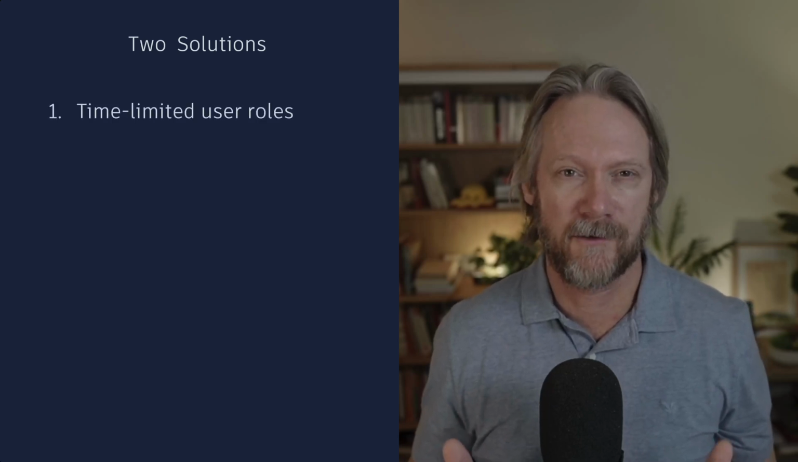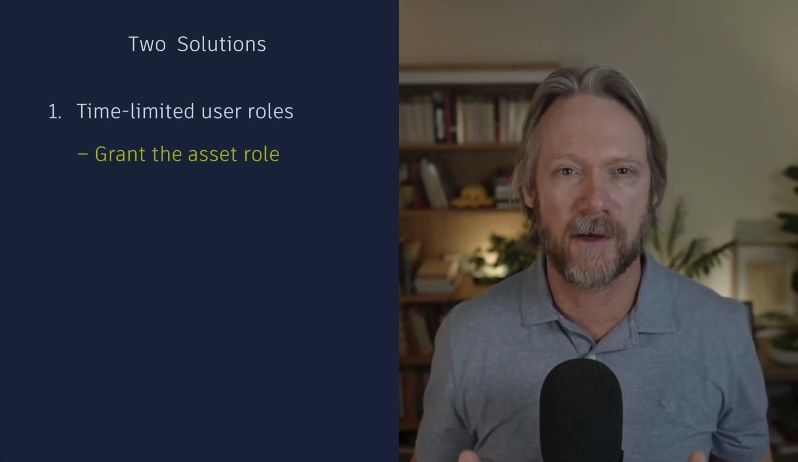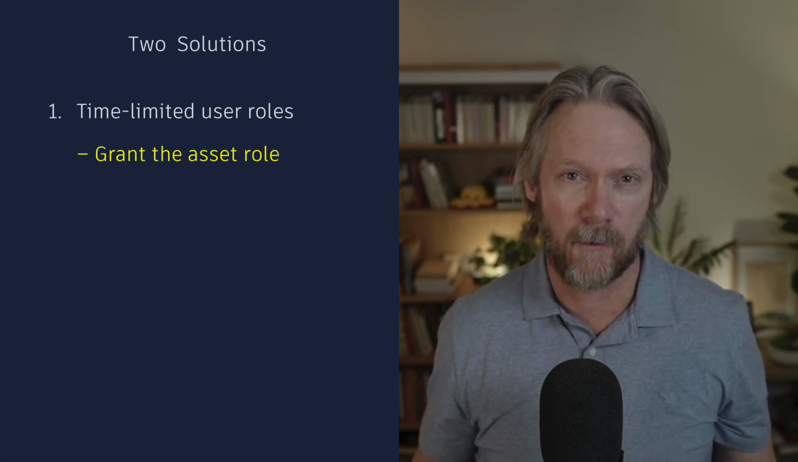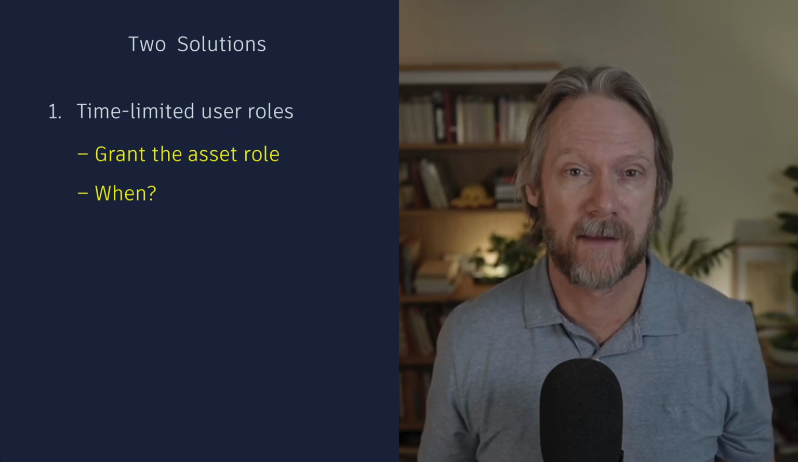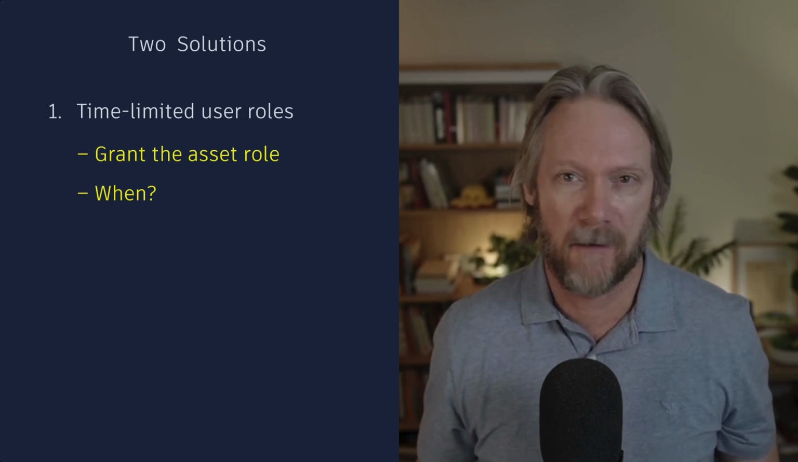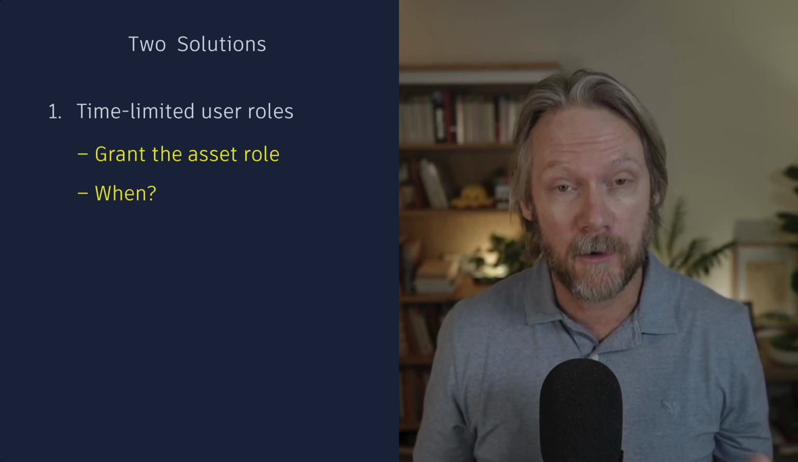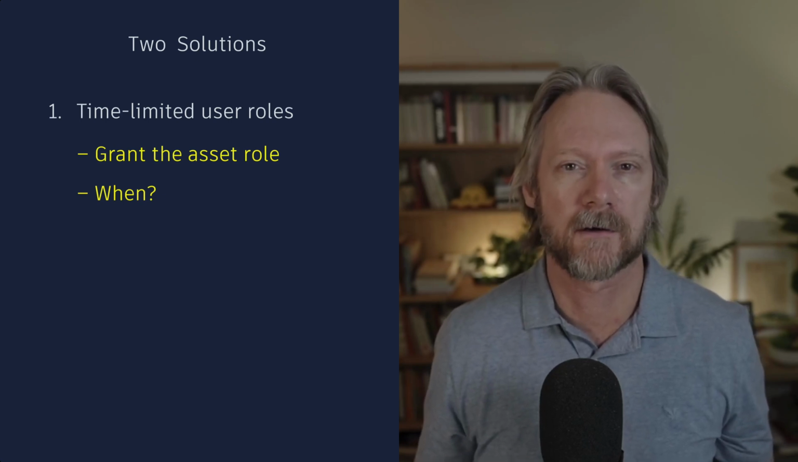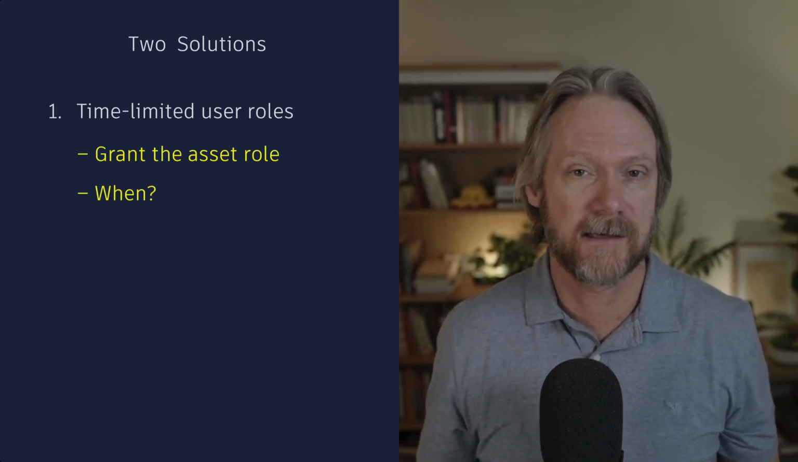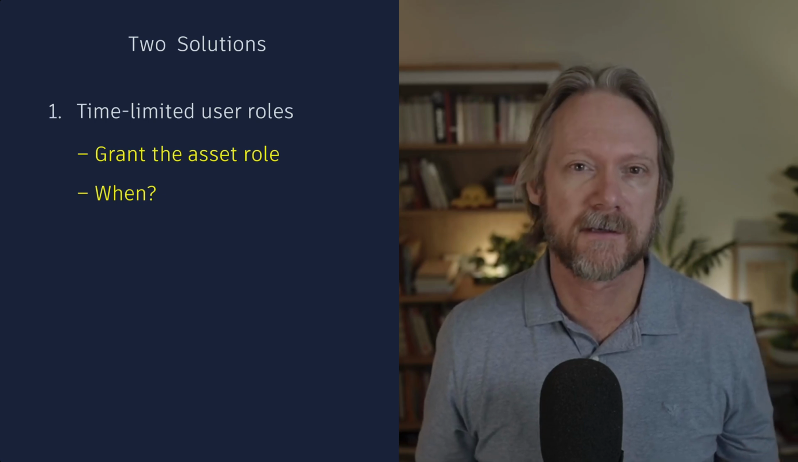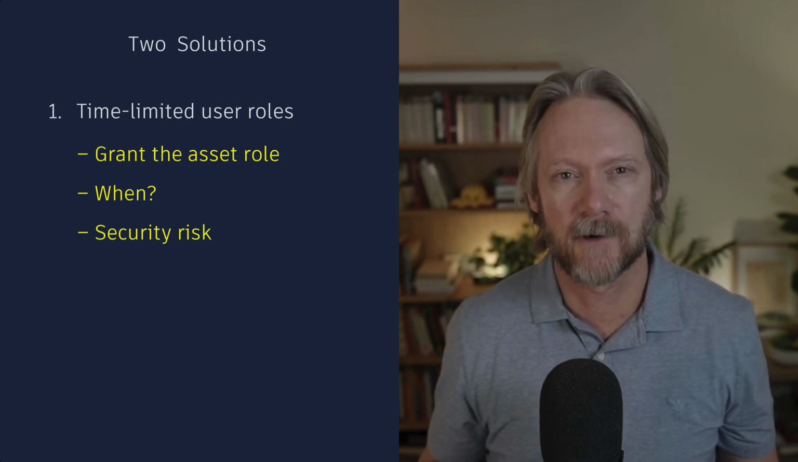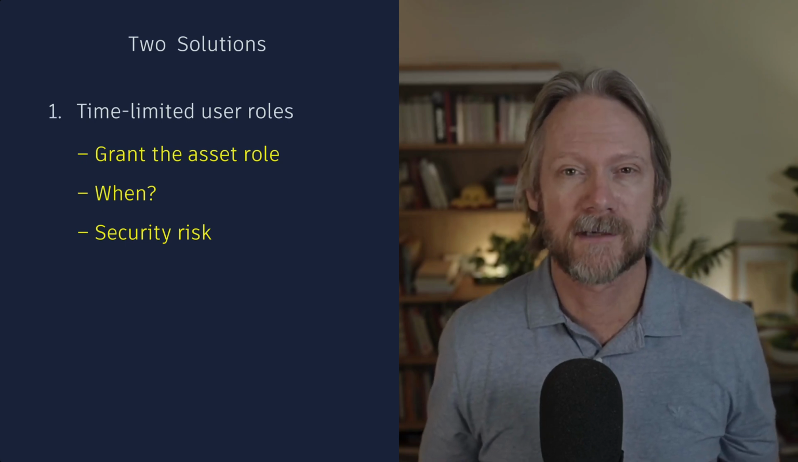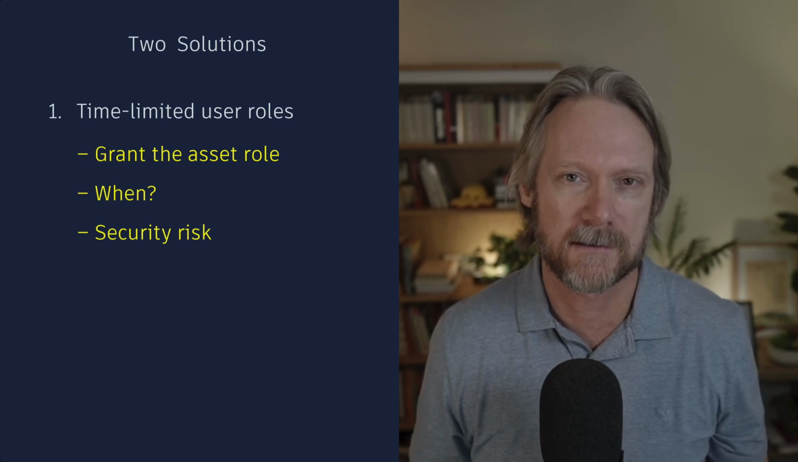We can identify two possible solutions. Number one, using time-limited user roles, we could grant the user access to the asset role, but the question would be when to do this, because we don't know in advance when the user needs access, that is when they need to create records. They would have to submit a request for the role, and we could use a flow to process that request automatically and restrict access to the catalog item to only certain users and teams. However, we will be introducing a security risk as the asset role has the power to not only create, but also to write and delete asset records.